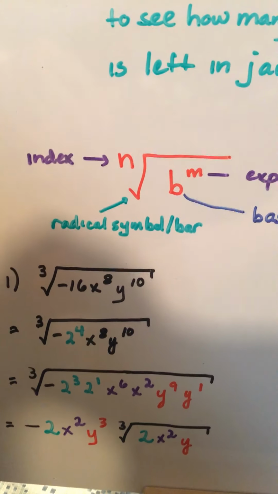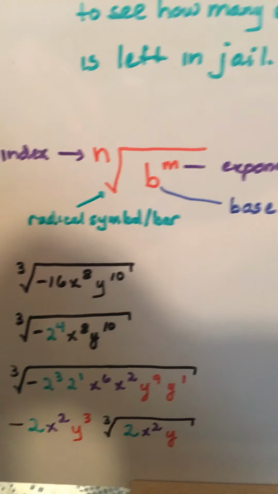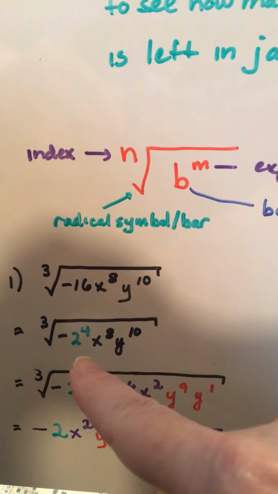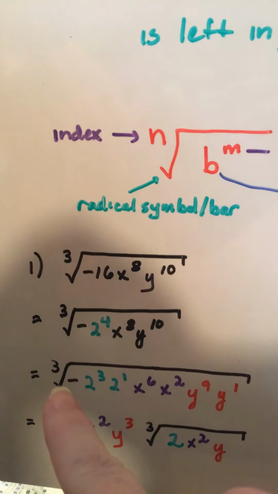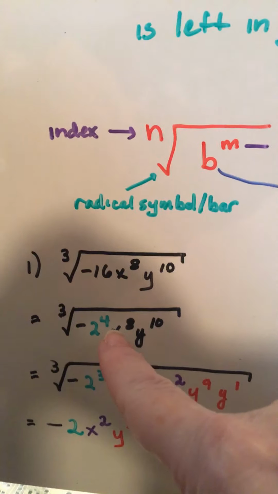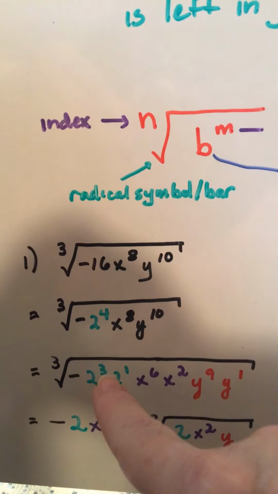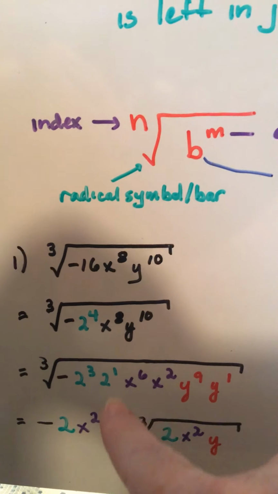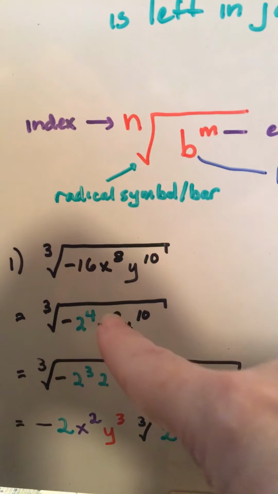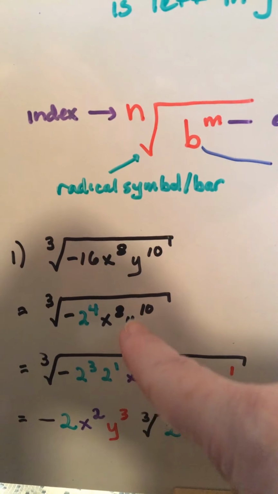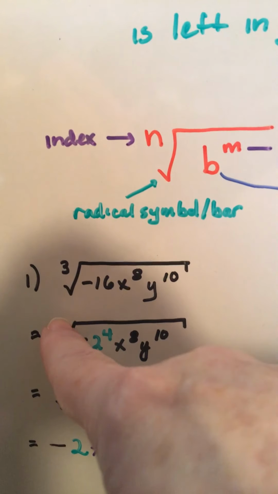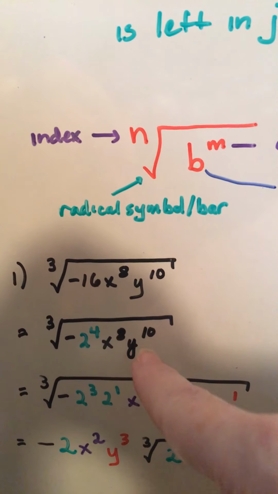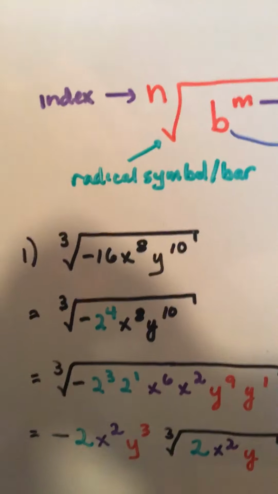So I know 16 is not a perfect cube. So the first thing I do is say, what is 16? 2 to the fourth. Now, what is my index? My index is 3. 3 goes into 4 once, so I get 2 to the third and 2 to the 1. 3 goes into 8, 6 is the largest multiple, and there's 2 left. The largest multiple of 3 that goes into 10 is 9 with 1 left.